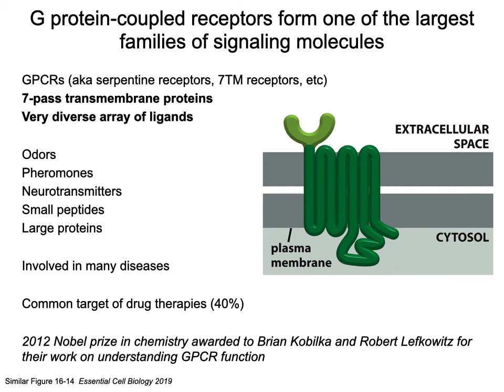That's the common feature, but they can be very diverse in what ligands they can bind. So the receptor portion, where it recognizes the signaling molecule, can vary between the different GPCRs. Okay, and as far as what can act as signaling molecules, it can be things from odors, pheromones, neurotransmitters, small peptides to large proteins.